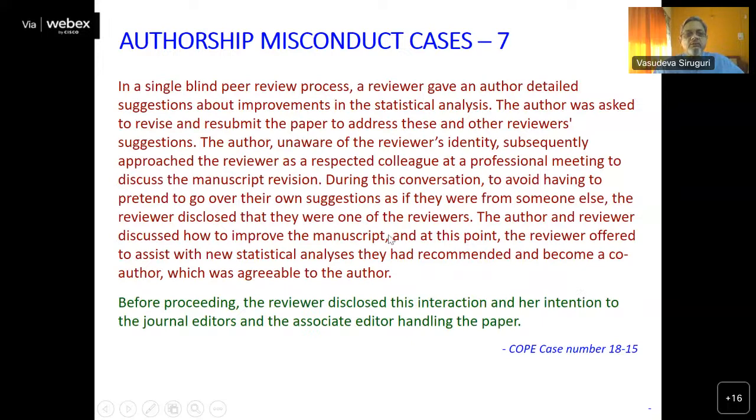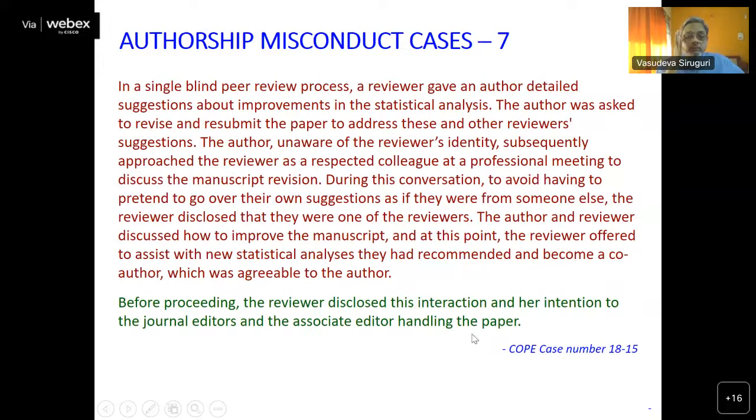So then, of course, they discussed how to improve the manuscript, etc., and the reviewer offered certain changes. And he also agreed to become a co-author. And then, before proceeding, the reviewer disclosed this interaction and intention to the journal editors handling the paper. So, what was the mistake done here?